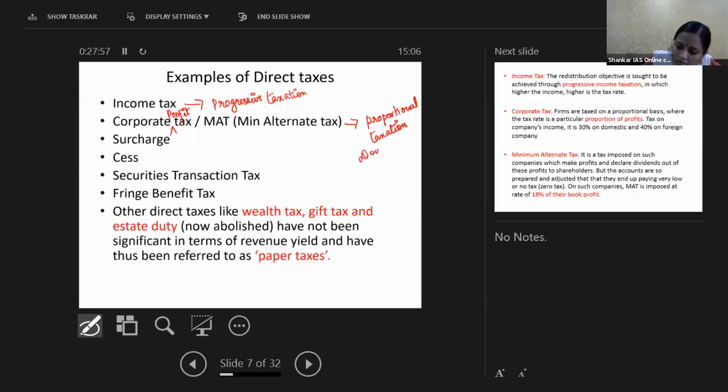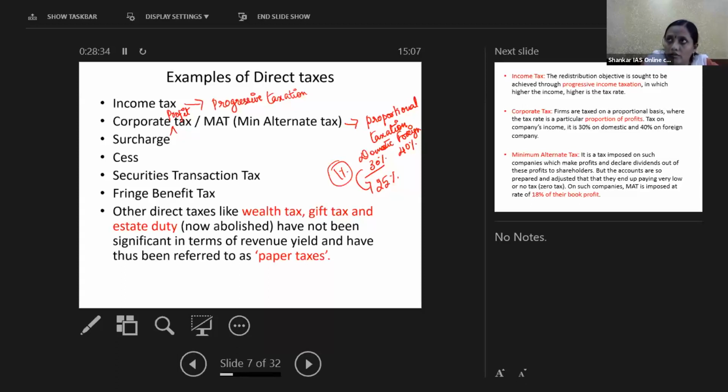For the domestic companies, it is 30%. For the foreign companies, it is 40%. This 30%, the current government said they will bring it down to 25% by reducing 1% every year. They had promised this along with their agenda when coming to the government. So slowly this percentage is getting reduced for the companies.